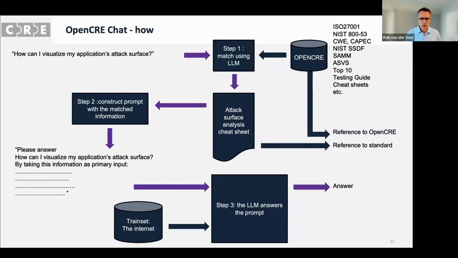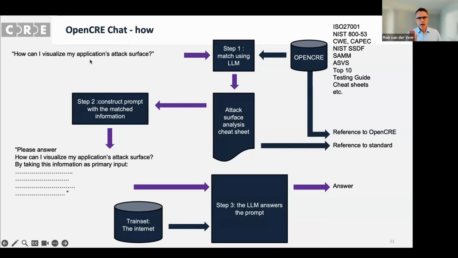RAG, which uses in-context learning, can be very successful in using a large set of documents and asking questions in which the content of these documents is used, like we did with the large set of standards that we've analyzed with OpenCRE. Just to give you more idea, let's go through how this works when a user asks a question to OpenCRE chat.